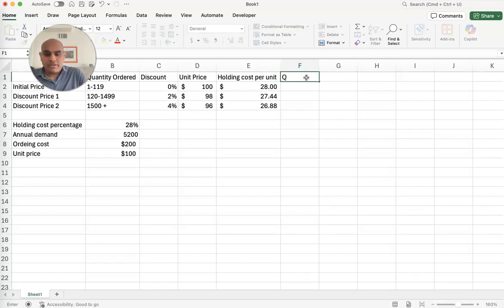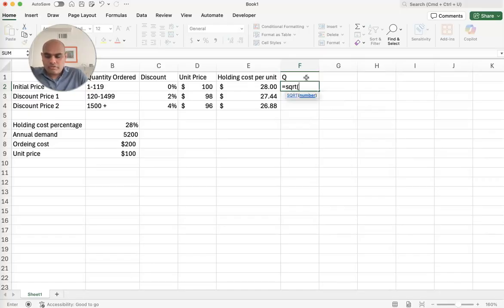values. Now the first step is Q star. I'm just going to call it Q star before discounts. You know what? I'm not going to call it Q star. I'm just going to call it Q, because we're going to write the formulas.